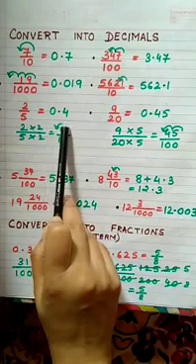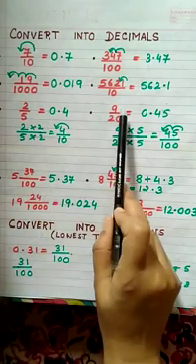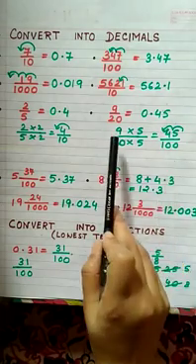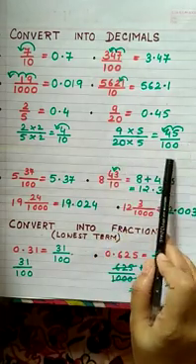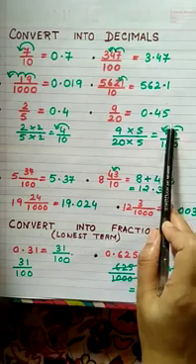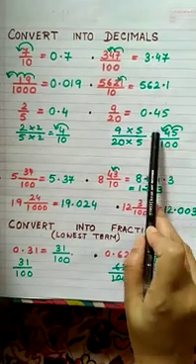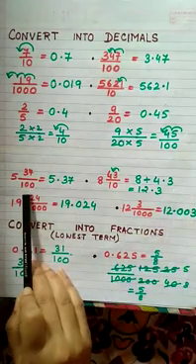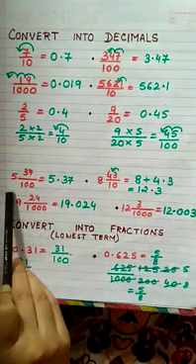So it is 0.4. Here we have 9 by 20. 20 into 5 is 100. 9 into 5 is 45. 2 zeros, decimal will shift 2 places back. So it is 0.45.